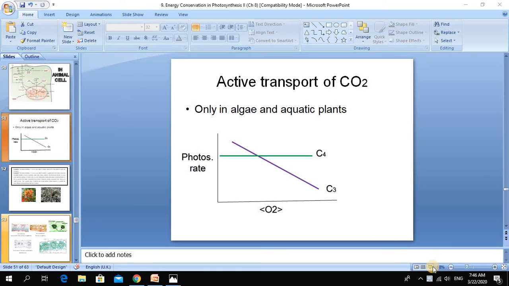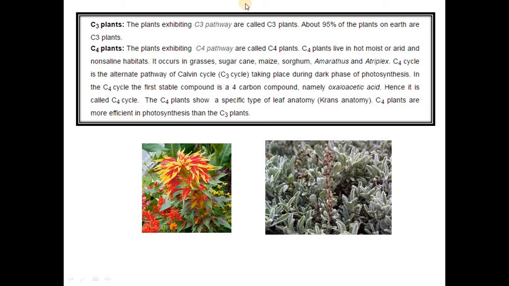So let's talk about that and see what the difference is between those two types of plants, C3 and C4. Now, the majority of plants on planet Earth, about 95%, are C3 plants. C4 plants exhibit something called a C4 pathway. Those are many of the plants that live in arid and dry environments, such as the majority of the grasses, like corn, sugarcane, and some other plants.